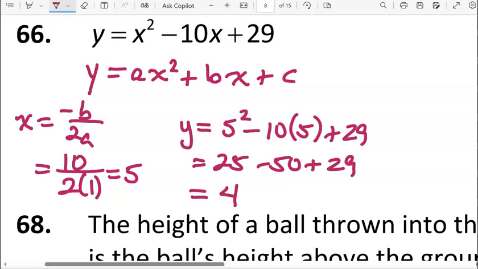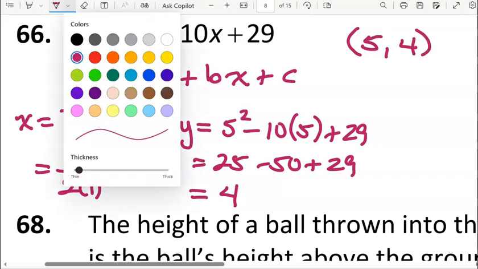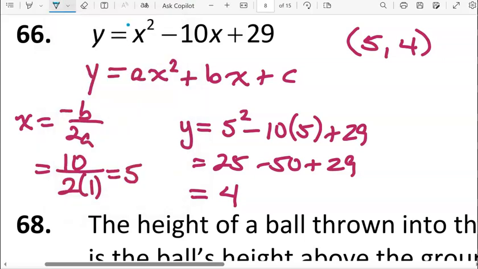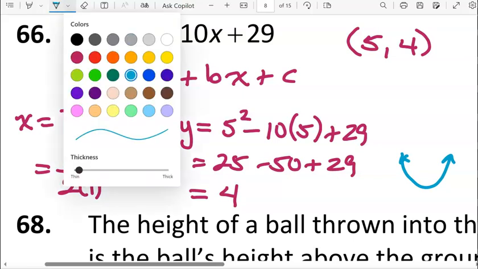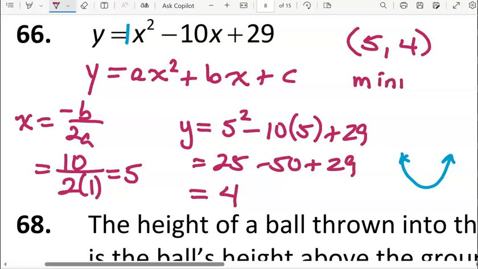should be 4. This tells us that our vertex is located at an x value of 5 and a y value of 4, and since the a value for this is +1, that means that our parabola is going to be opening upward, which means that vertex is going to represent the lowest point on that graph, so that would be a minimum value.